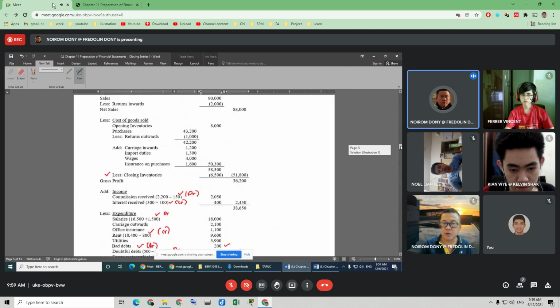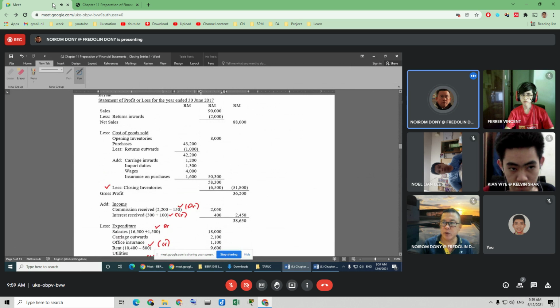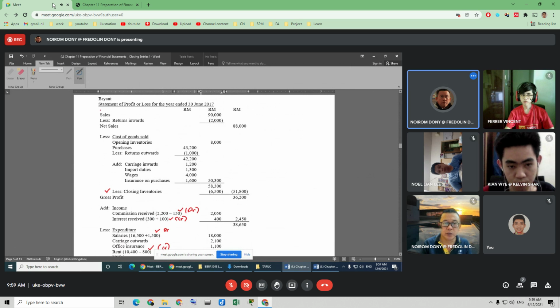So let's go through again. Okay, first thing, when you prepare the statement of profit or loss, you must have the heading, the name of the sole proprietor, and then the heading, statement of profit or loss, and you must state this is for the year which ended on 30th of June 2017. So that heading is also indicating to you that you are closing the ledger account. Okay, so only for revenue and expenses.